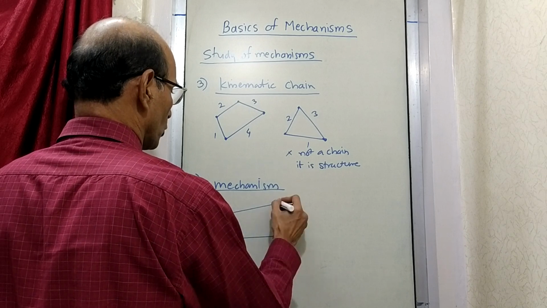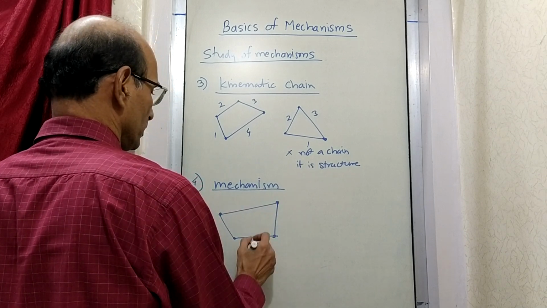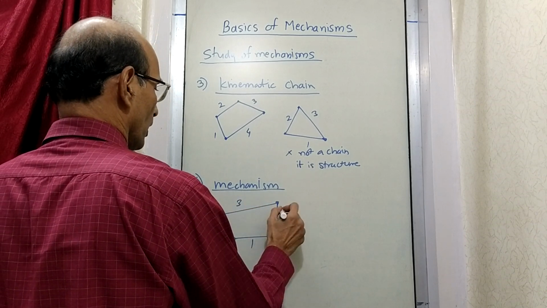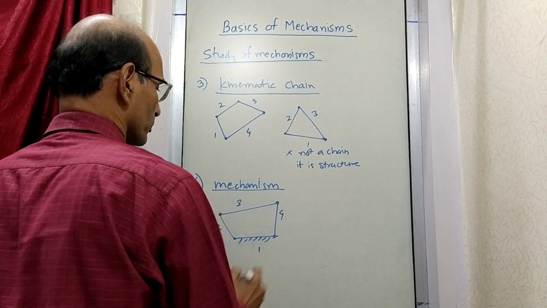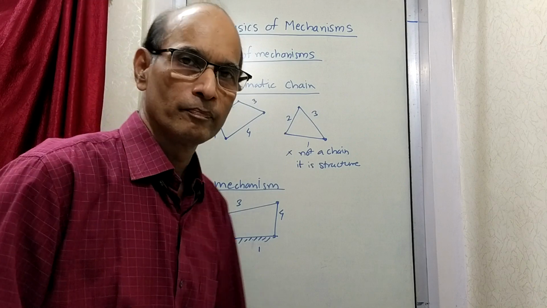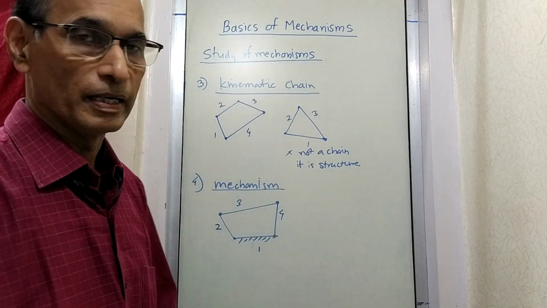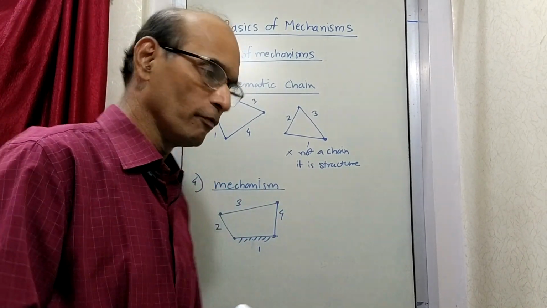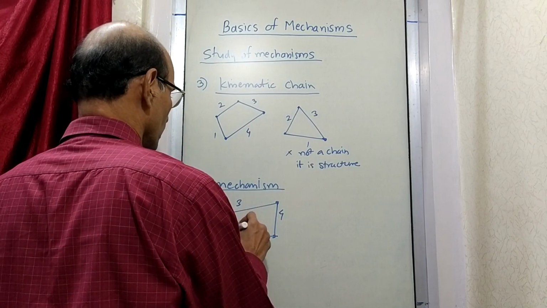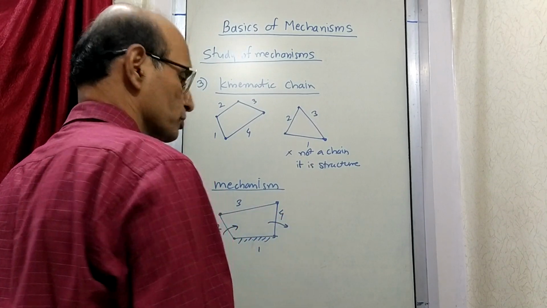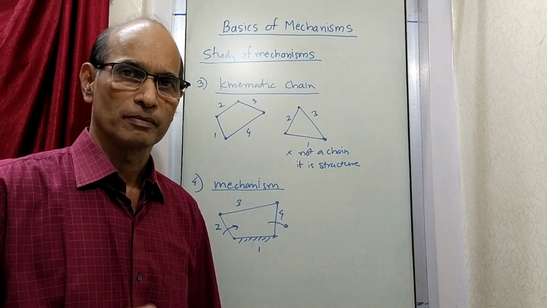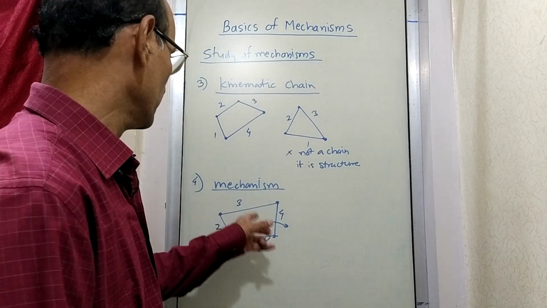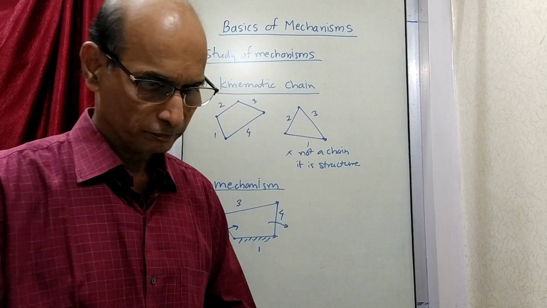So I will draw a kinematic chain like this again, and link number 1 we fix. Now this becomes a mechanism, and when you rotate one link, you will get a certain kind of rotation in the other links. In fact, all the other links will have specific rotation. That is a mechanism.